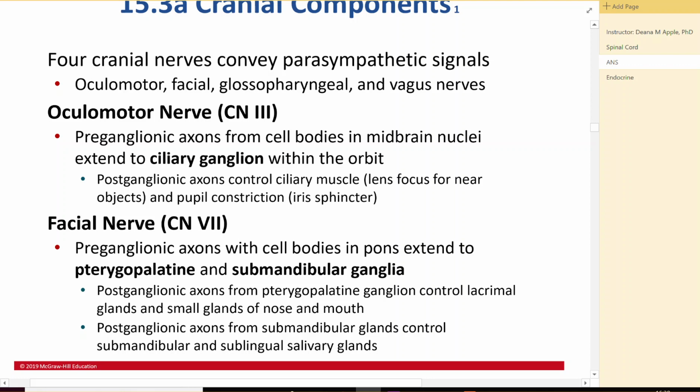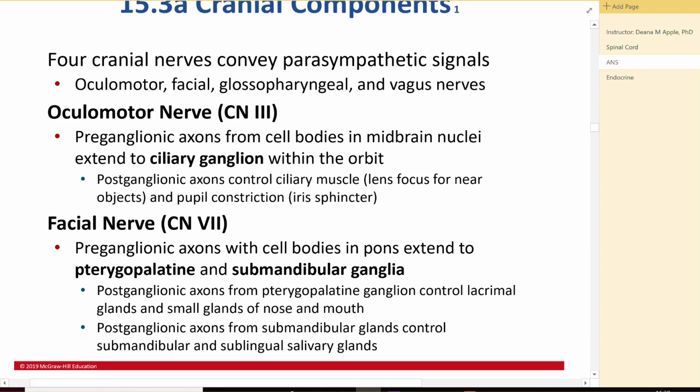For oculomotor, we're sending out projections to the ciliary ganglion. The ciliary ganglia is in the orbit, the eye. Those postganglionic cells are going to control the ciliary muscle, so it's going to allow you to focus the lens of your eye and constrict your pupil. So it's going to innervate that sphincter around your iris and allow the lens to be focused on objects that are moving towards your face.